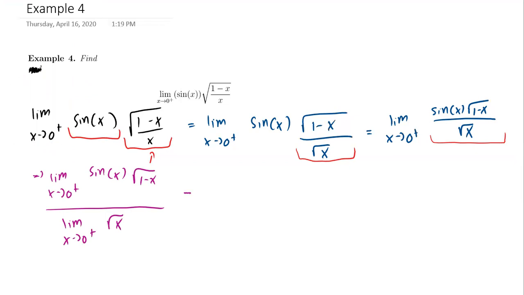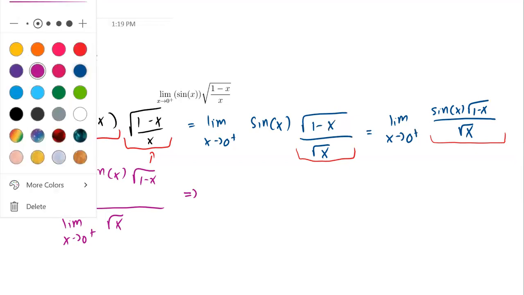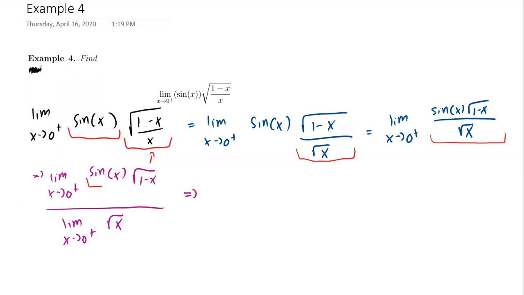So what do I get? Now on the top, I have a product of functions. Both limits exist, so I can just take the product of the limits. I can take the limit of this times the limit of this. That's the product property of limits. So sine of 0 from the right, that's still 0. Square root of 1 minus x as x approaches 0 from the right, that's 1. So we get 0 times 1, that's 0 on the top. The limit as x approaches 0 from the right of square root of x is 0.